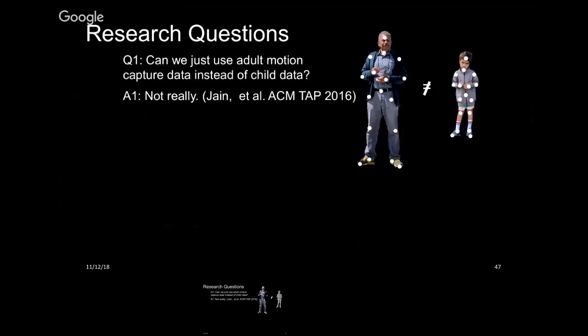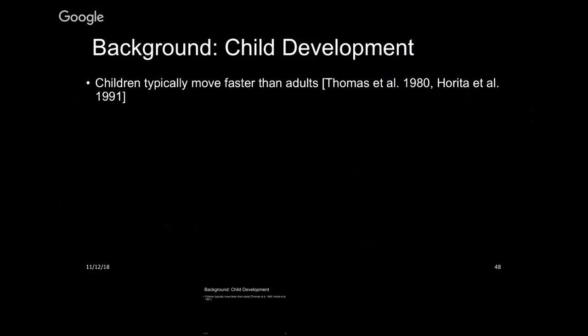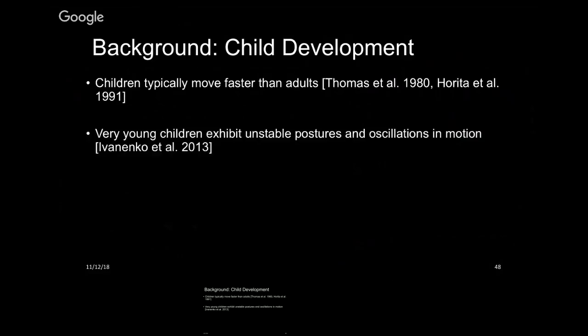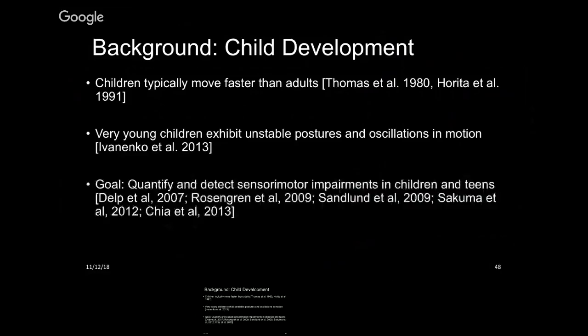So how do we answer this question? Can we just use adult motion capture data instead of child data? Well, we look at the literature in child development. What does that tell us about child motion? We know that children typically move faster than adults. This literature also tells us that very young children exhibit unstable postures and oscillations in their motion. Very, very young children. This literature, however, was developed with the goal of quantifying and detecting sensory motor impairments. And so they're not directly comparing children to adults, right, for the purpose of matched actions and so on.